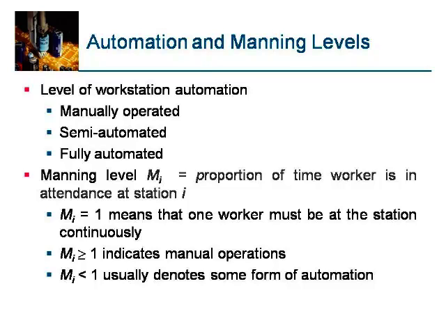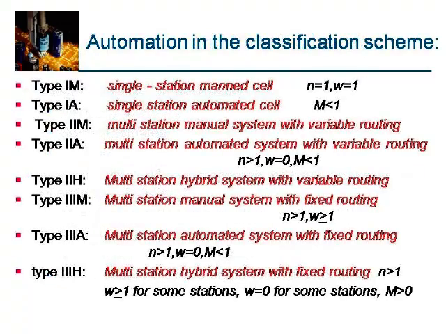If Mi is 1, it means that the human being is 100% or continuously engaged in the operation of that particular workstation. Mi greater than 1 indicates manual operations, where more than one human is attached to that. Mi less than 1 usually denotes some form of automation. Type 1M, single station manned cell: the number of workstations equals 1 and the number of human beings equals 1, then that is called a single station manned cell.